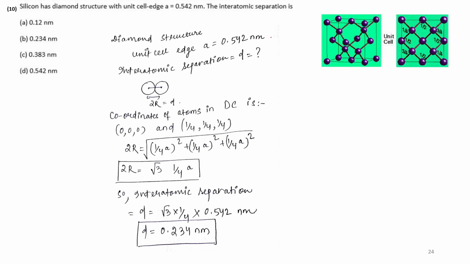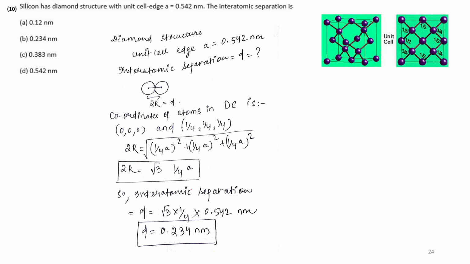Now if you see the diamond structure, the unit cell edge length is 0.542 nanometer. We have to find the atomic distance d. See, the distance between the atoms will be 2r, that will be the d. The coordinates of the atoms in the diamond structure will be 0 0 0 and 1 by 4, 1 by 4, 1 by 4 between the two atoms. So 2r is equal to, using the distance formula, root of 1 by 4 a square plus 1 by 4 a square plus 1 by 4 a square.